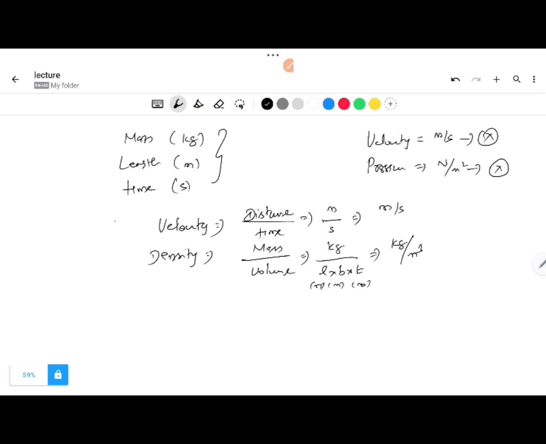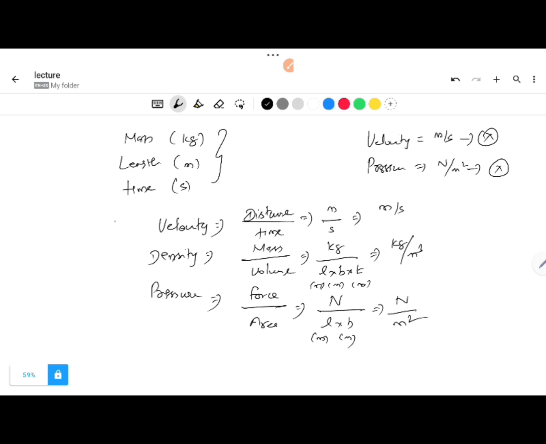And if you take pressure, what is the physical relationship? It is force by area. What is the unit of force? It is Newton. And area is measured with length and breadth, so both are measured in meters, and finally we get Newton per meter square.